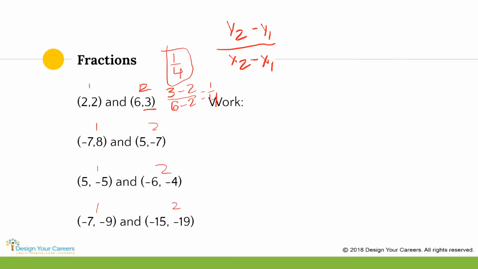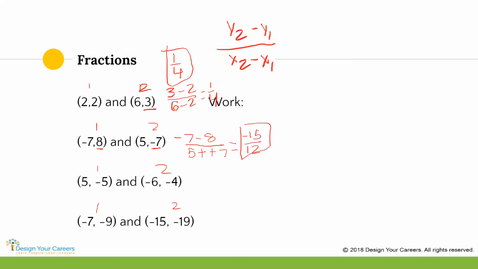That is going to be your answer for the first one, because 3 minus 2 is 1, and 6 minus 2 is 4. 1/4 is going to be your slope for these points over here. Let's do the same thing for the other one. -7, which is this value right over here, minus 8, which is this value over here, divided by 5 minus -7. Those turn into pluses, and so you get -15 divided by 12. That's the answer for the second one.